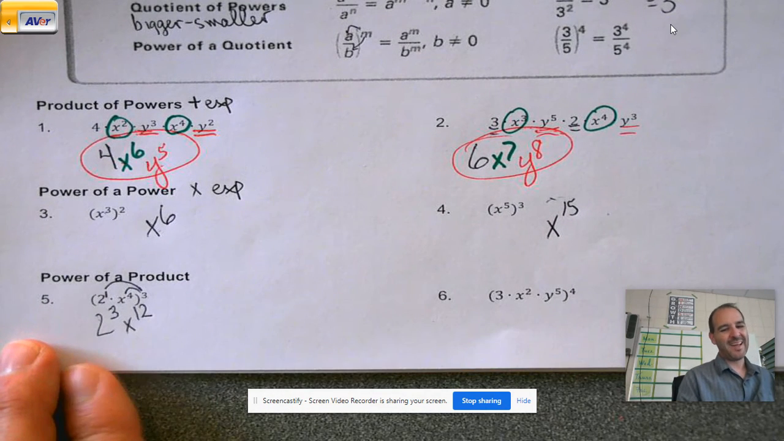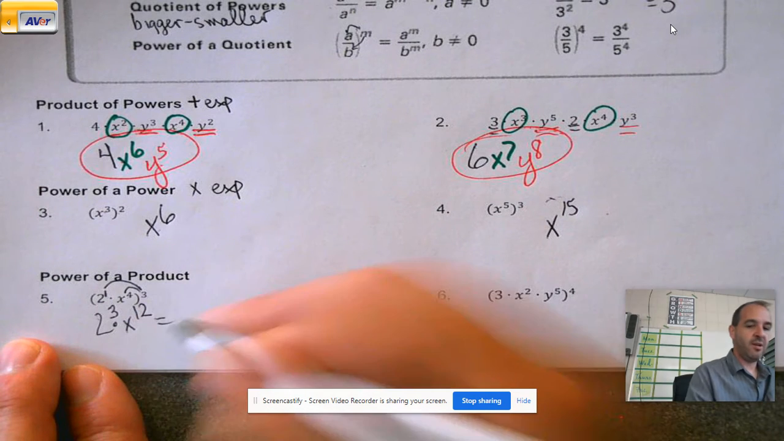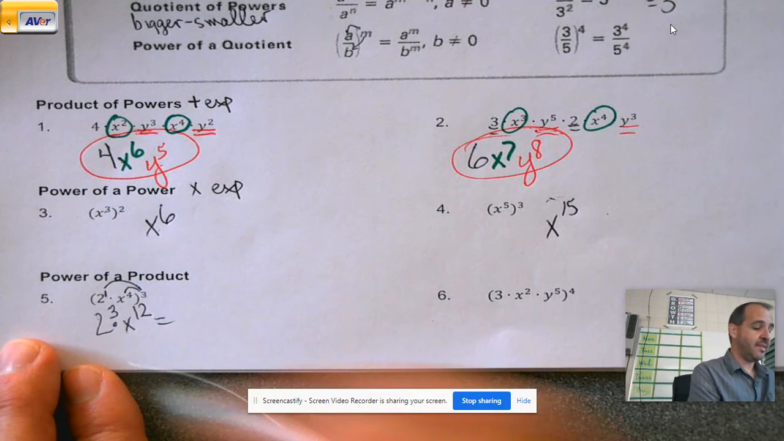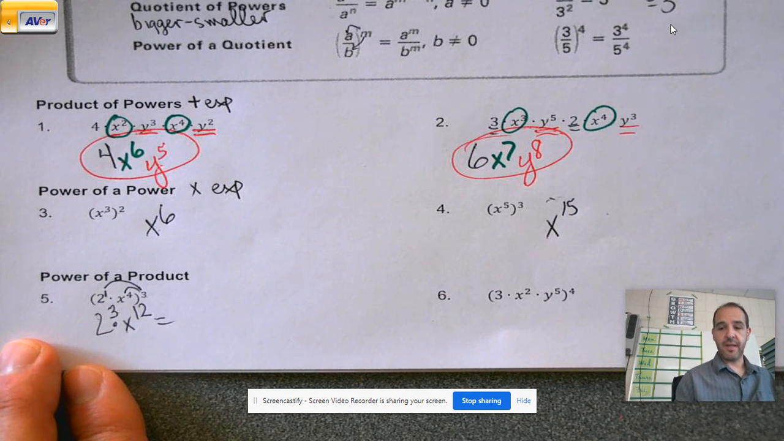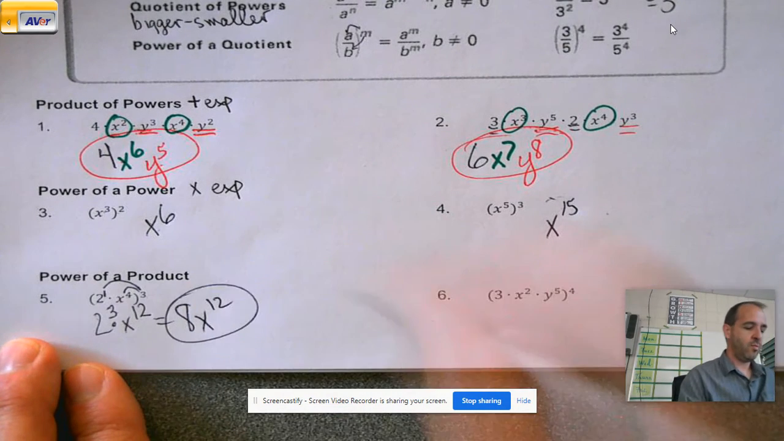And typically we're not going to leave it this way because like 2 to the 3rd, I can actually get a solution, especially when you're doing the online parts, they're going to want you to simplify this. So 2 to the third, your calculator or your brain, 2 times 2 times 2 is 8. X to the 12th. We're good there.